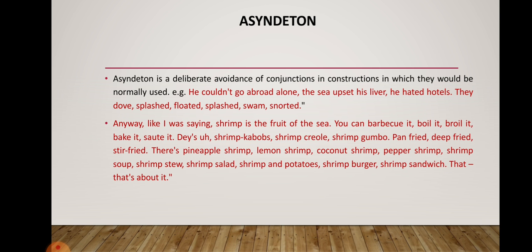Another example is as follows. Anyway, like I was saying, shrimp is the fruit of the sea. We can barbecue it, boil it, broil it, bake it, saute it. These are shrimp kebabs, shrimp creole, shrimp gumbo, pan-fried, deep-fried, stir-fried. There is pineapple shrimp, lemon shrimp, coconut shrimp, pepper shrimp, shrimp soup, shrimp stew, shrimp salad, shrimp and potatoes, shrimp burger, shrimp sandwich. That's about it.